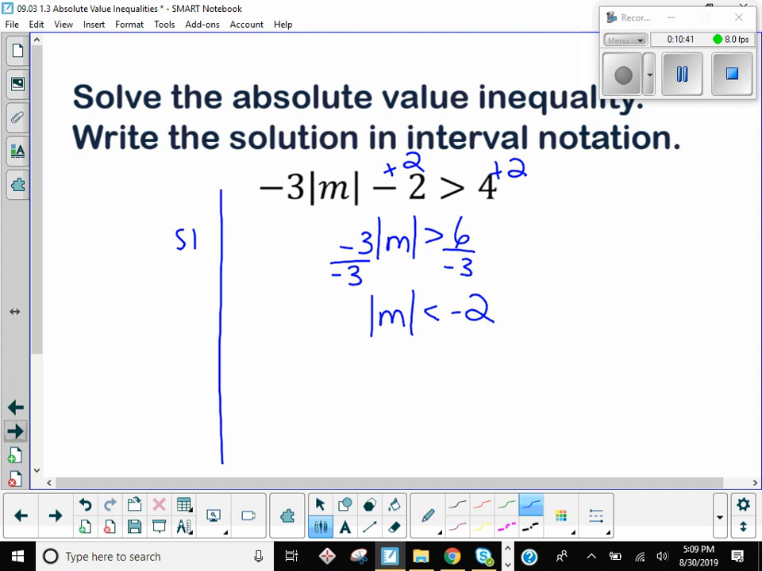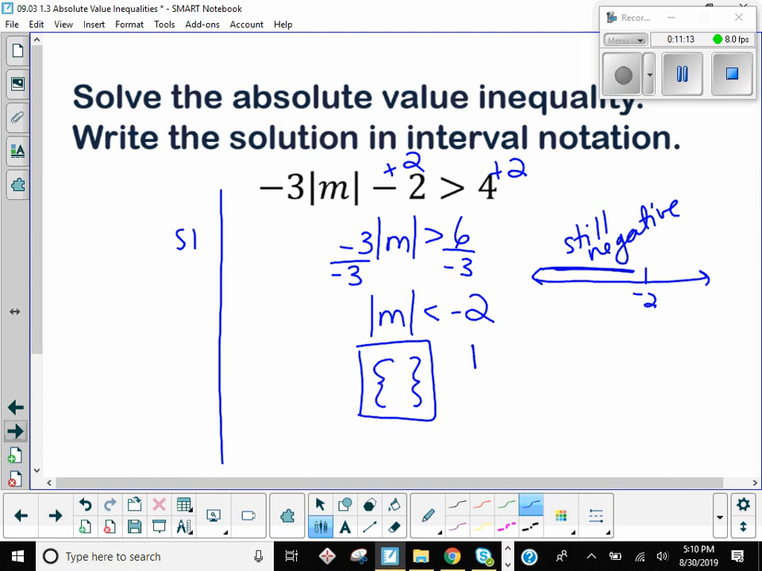But this is where we have to be paying attention to what we've written. It can't be true that the absolute value of something is less than -2. Here's -2. Anything to the left of it is still negative. So it can't be true that the absolute value of m is less than -2. So this is an empty set. Again, like yesterday or the last week's lesson, because absolute value can't be negative.